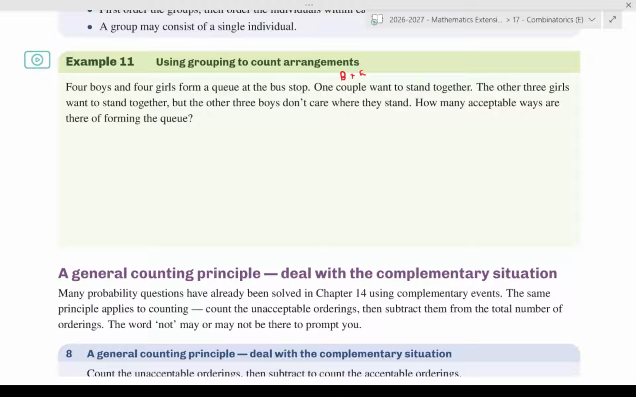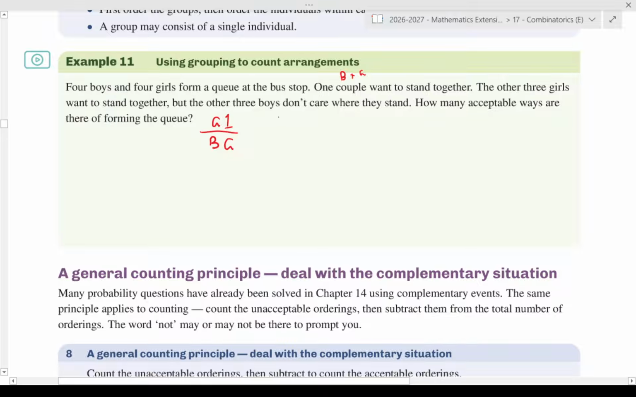So, like we said, we're going to deal with what we've got, with the constraints. What we're going to do is use groups. One of the groups we'll call G1, and we'll call it BG. So that's our first group. It is the boy and the girl. That is the couple.